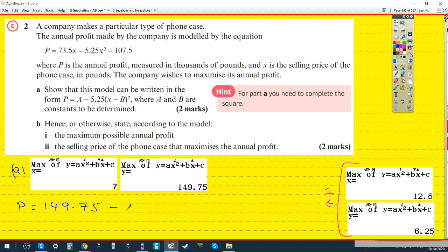So it'd be 149.75 minus 5.25 brackets x minus 7 close brackets squared. That's it. And B. So the maximum possible annual profit is 7,000.